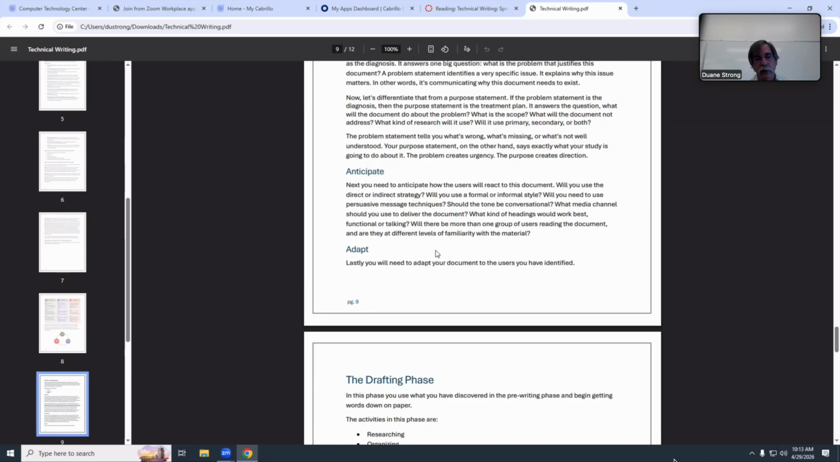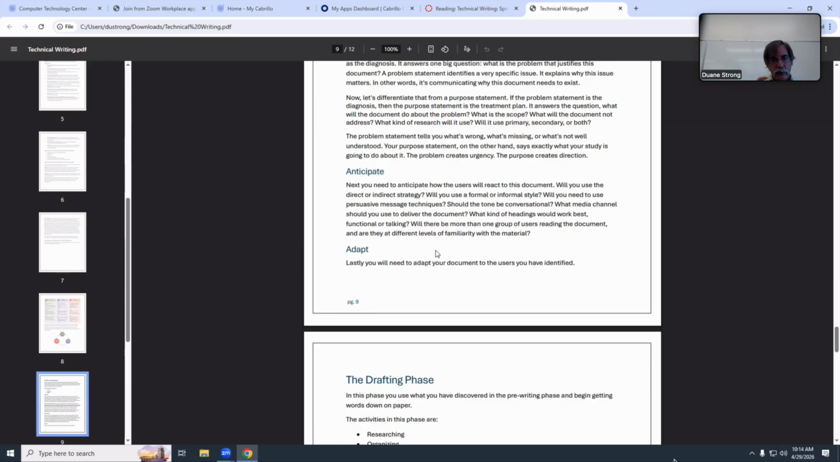What kind of headings are you going to use, functional or talking? And like we mentioned above, sometimes you have one really focused group that you're talking to, or a very diverse group. What's the situation here? Is there going to be more than one group of users reading this document? Are they at different levels of familiarity with the material?